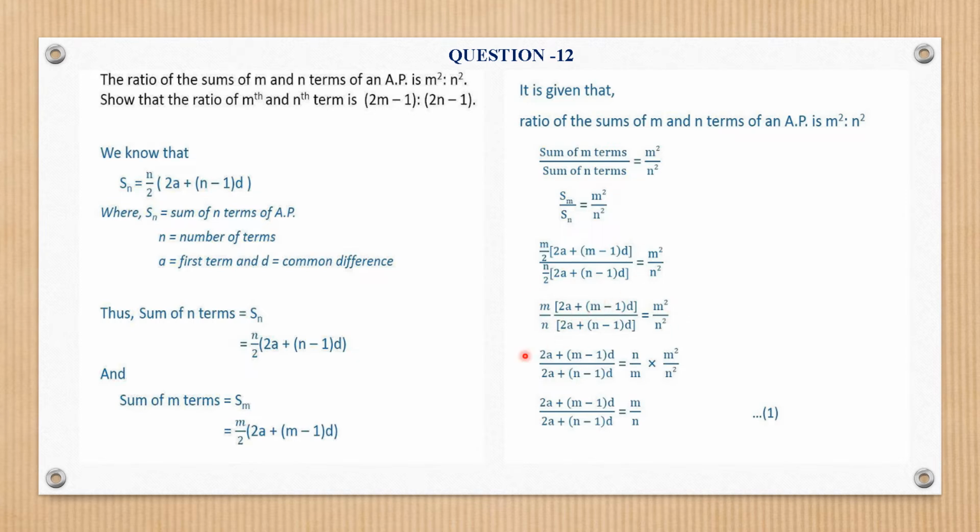Now what more can we do? We can cancel this m with the m square and this n with the n square, or we can take it to the other side, it's one and the same thing. So I get (2a plus (m minus 1)d) upon (2a plus (n minus 1)d) as m by n, because one of m and n gets cancelled.